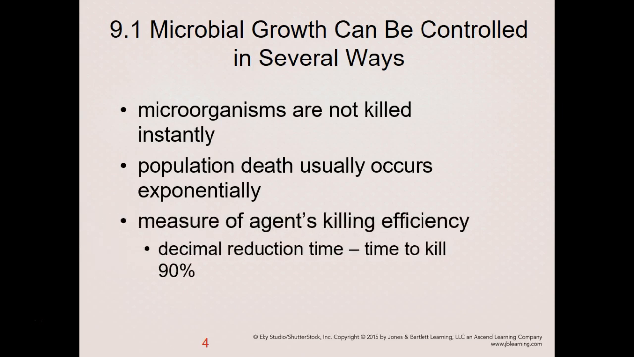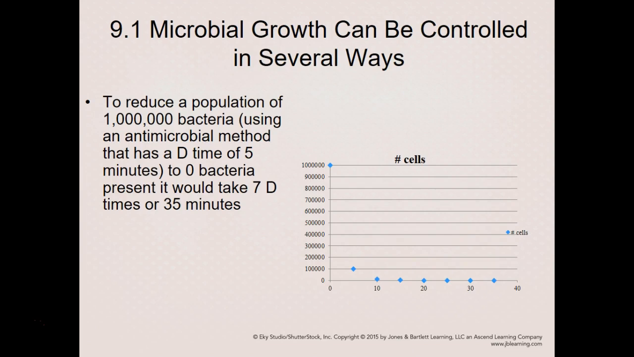And we use the decimal reduction time to determine the effectiveness of whatever agent we're looking at. And so what that is, it's the amount of time it takes to kill off 90% of the population. And so here we have a little chart that I made. This actually goes with a figure from your textbook, and it talks about reducing a population using the D time or the decimal reduction time.